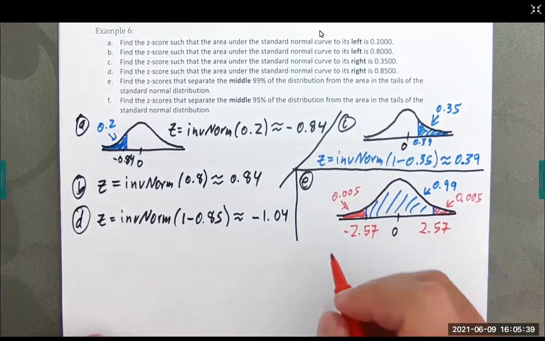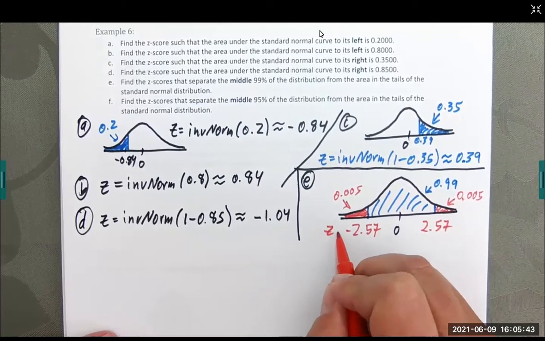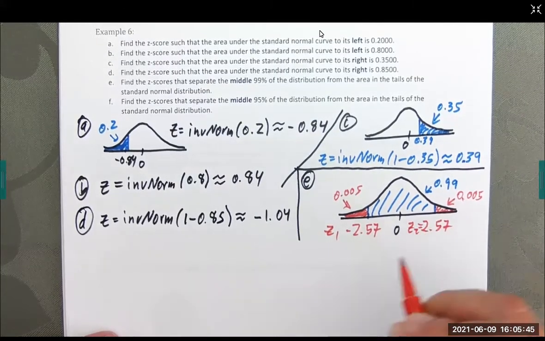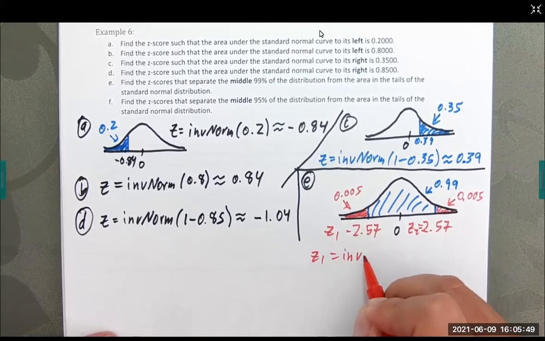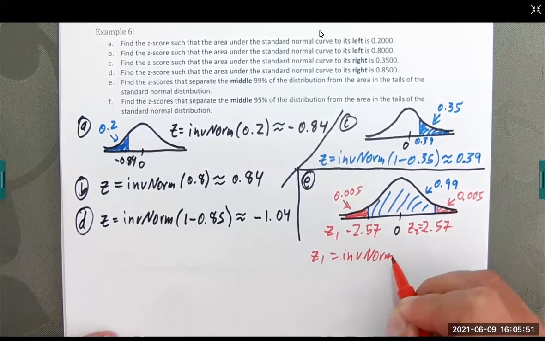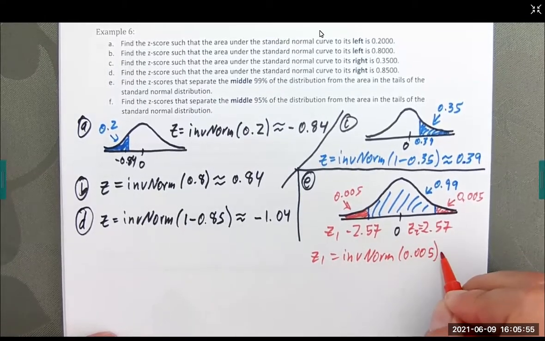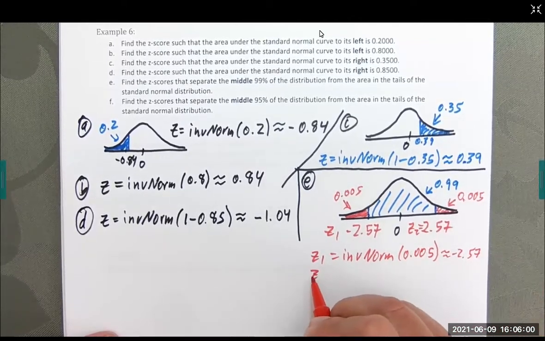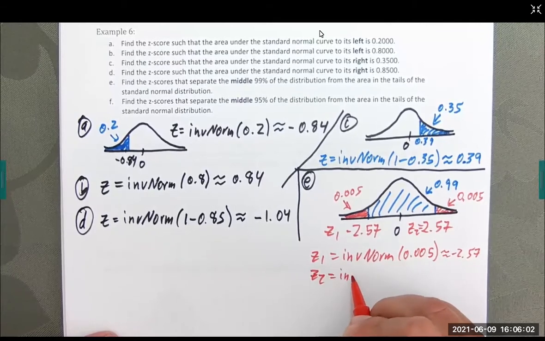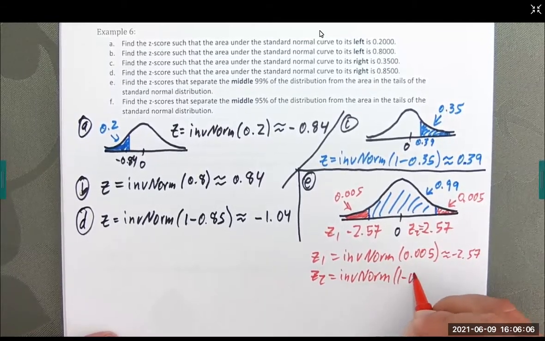And I should write that out. So for this first one, I'll call this z sub 1. This one would be z sub 2. So z sub 1 is inverse norm of 0.005. Z sub 2 is inverse norm of 0.99 plus 0.005.